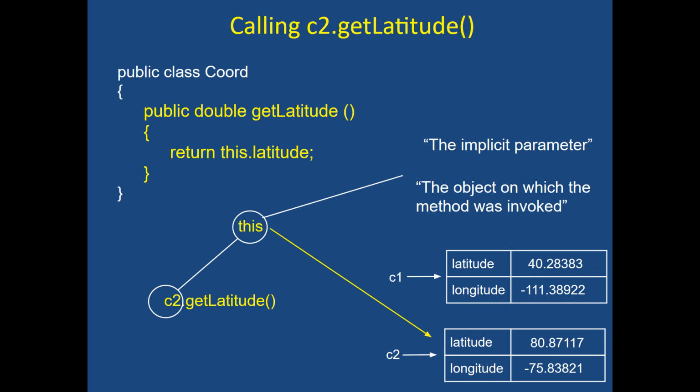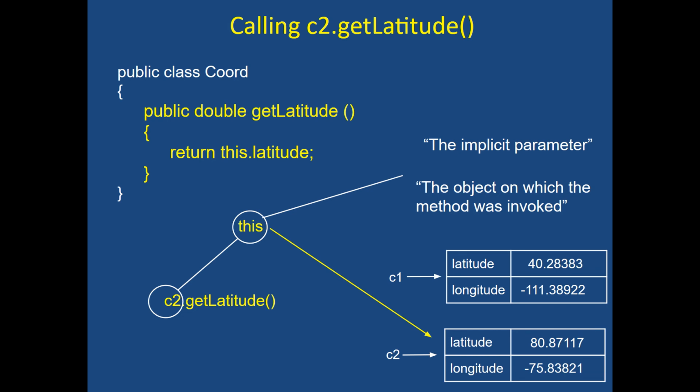When we do C2.getLatitude, this time we're invoking it on C2. And so while getLatitude is running, this is going to be referring to the same thing as C2. And so it'll return the 80.87 value instead.